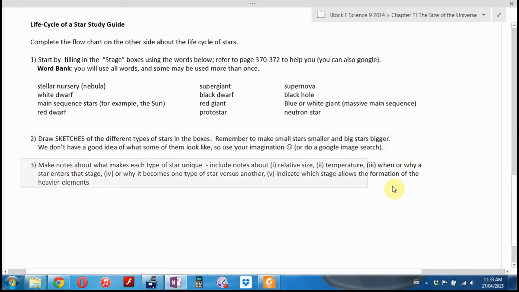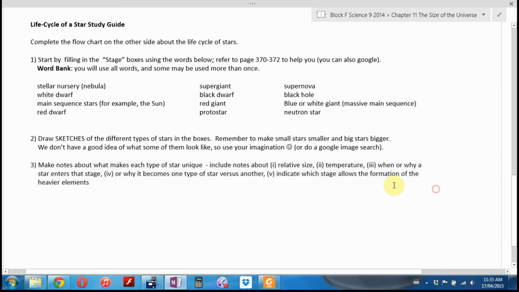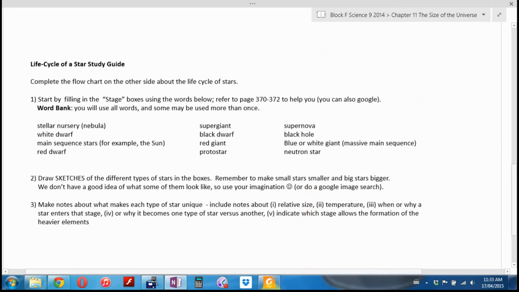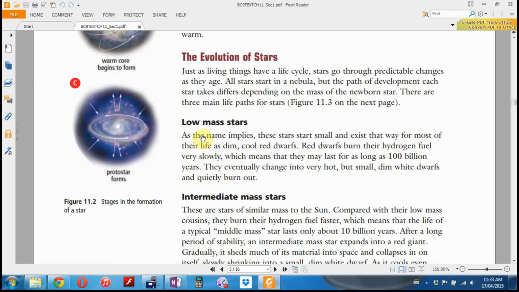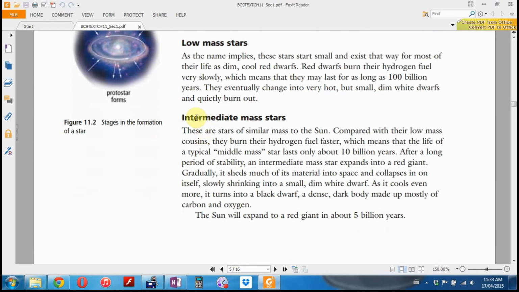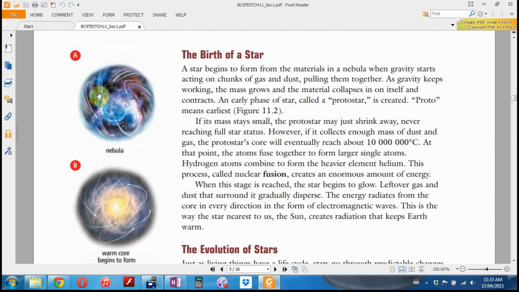And then make notes about what makes each star unique. You should talk about their relative size, their temperature, hot, cold, or in between, when or why a star enters that stage, or why it becomes one type of star versus another, and then indicate which stage allows the formation of the heavier elements. All of that is contained starting here on page 370, where it talks about low mass stars, intermediate mass stars.